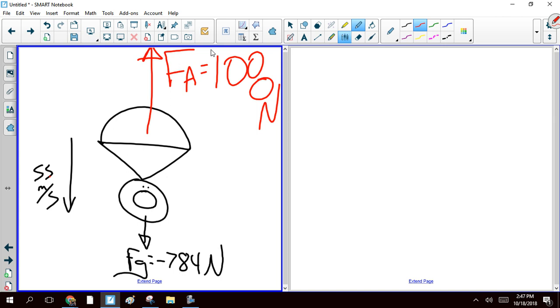All right, so does everybody see? What did we just say the effect of the parachute was? What's it going to make him do? Slow down.